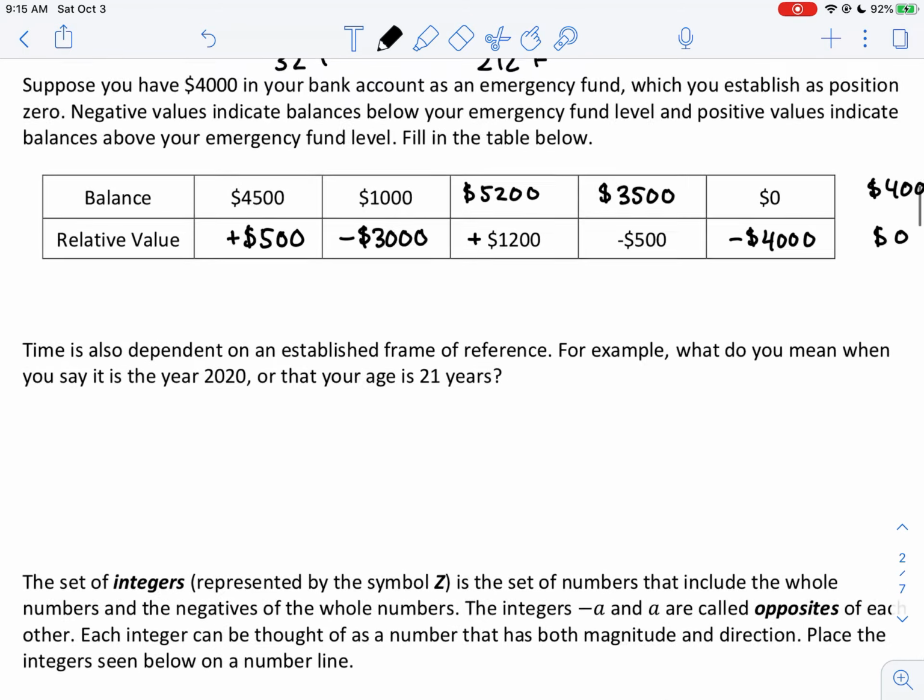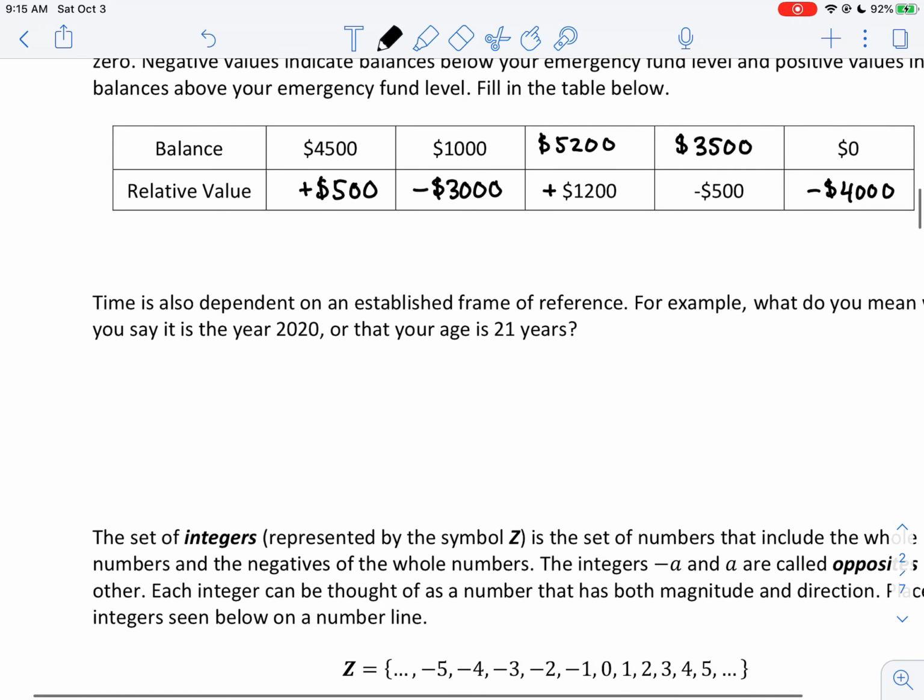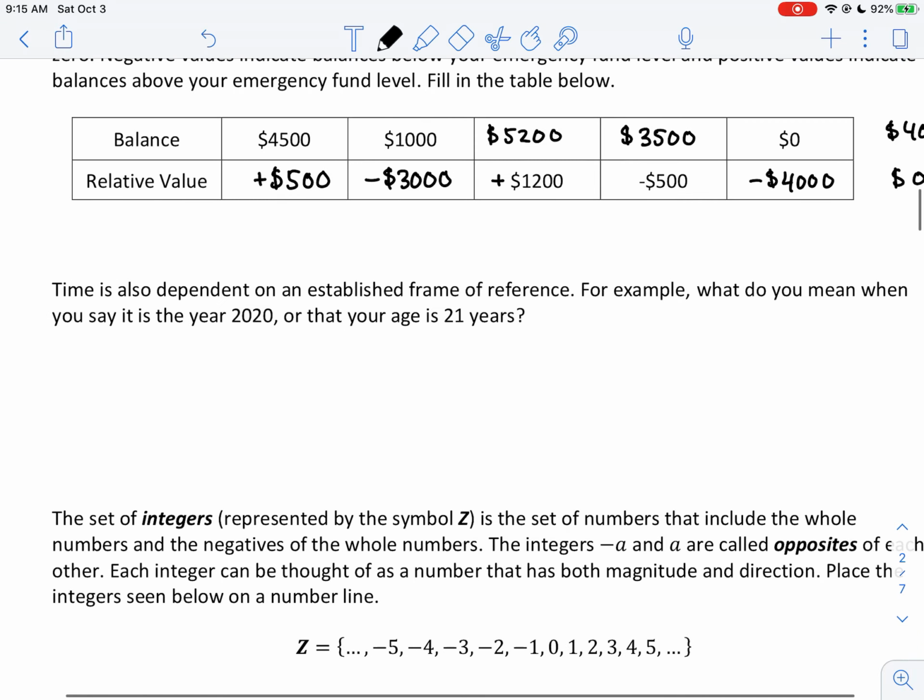Time is also dependent on establishing some frame of reference. For example, what do you mean when you say it is the year 2020? Well, this whole planet essentially has agreed that time 0, year 0, will be the birth of Christ. And so when we say that it's positive 2020, we're really saying that we are 2,020 years after, or above, the position 0, which is when Christ was born. And if you were to give a BC date, that would be like a negative year. So 300 years before Christ would be a position of negative 300 years.